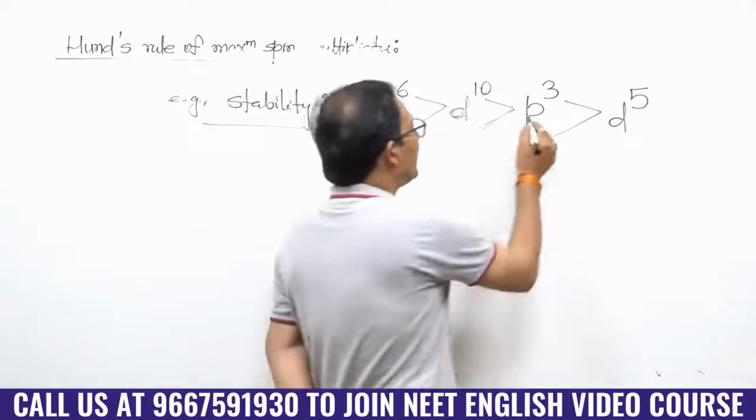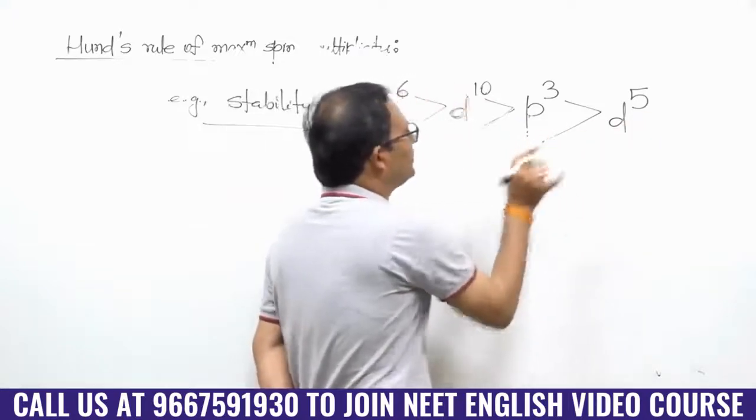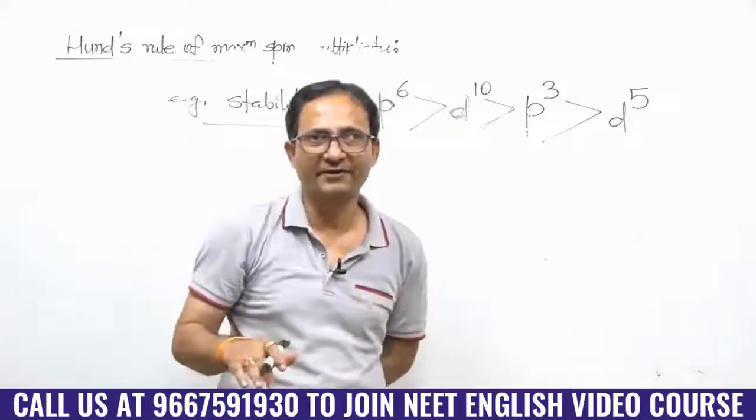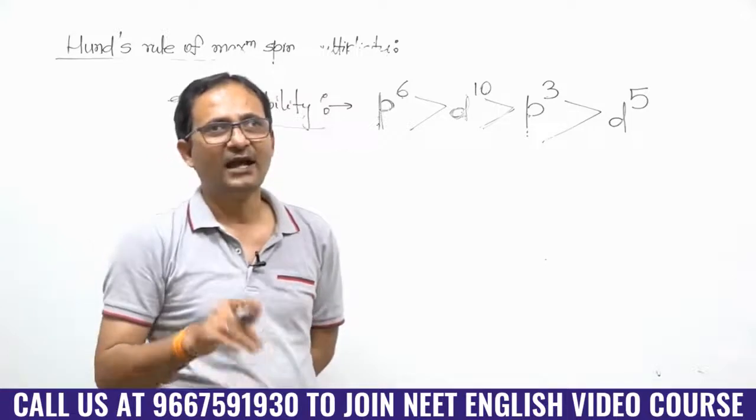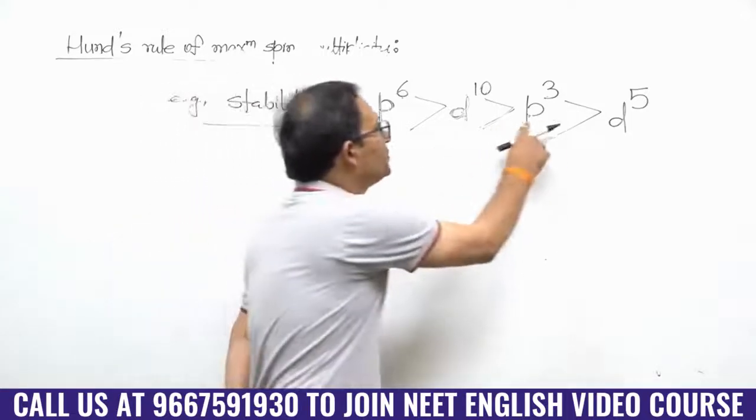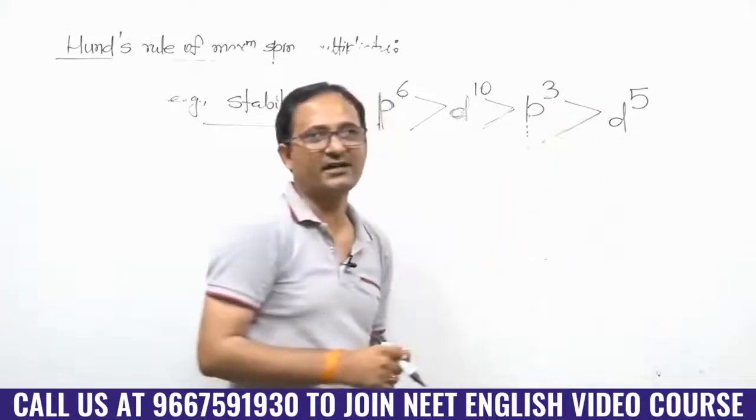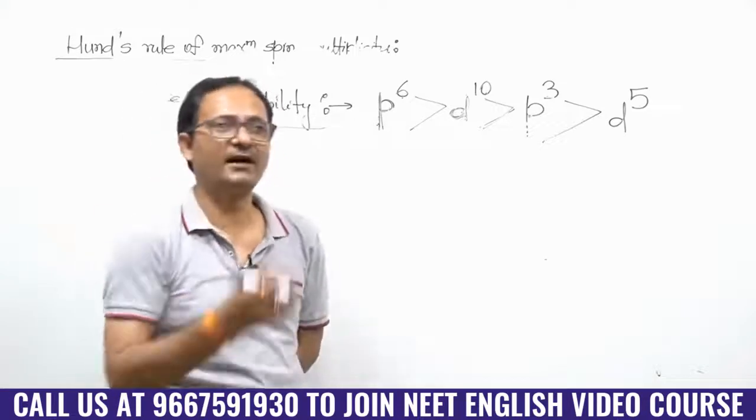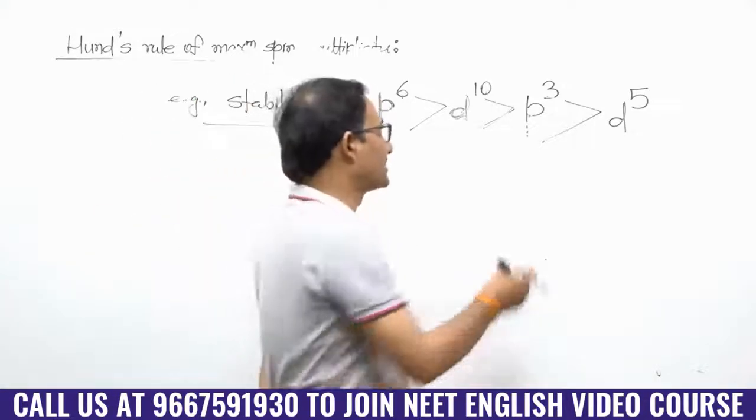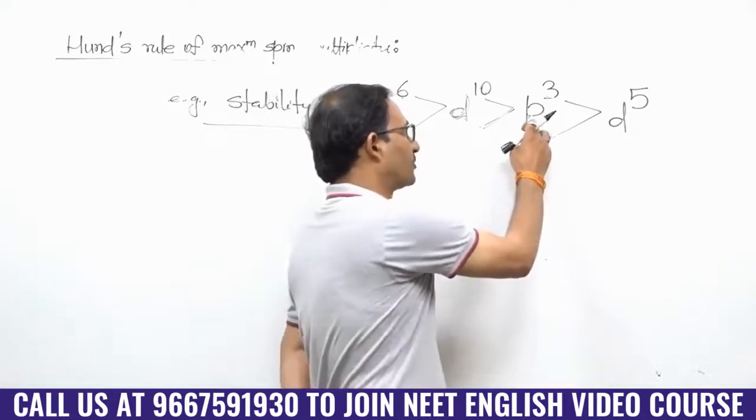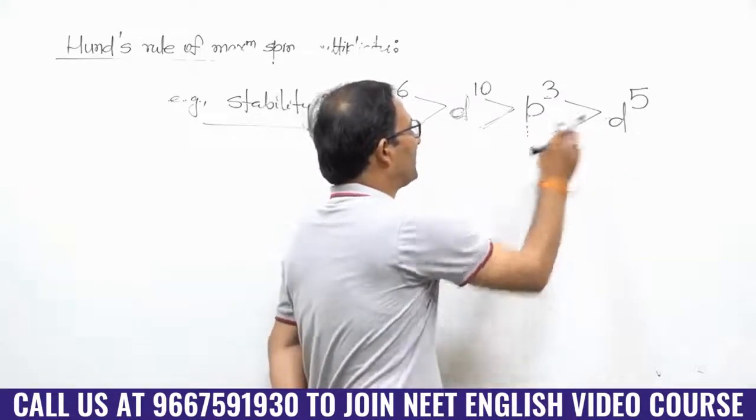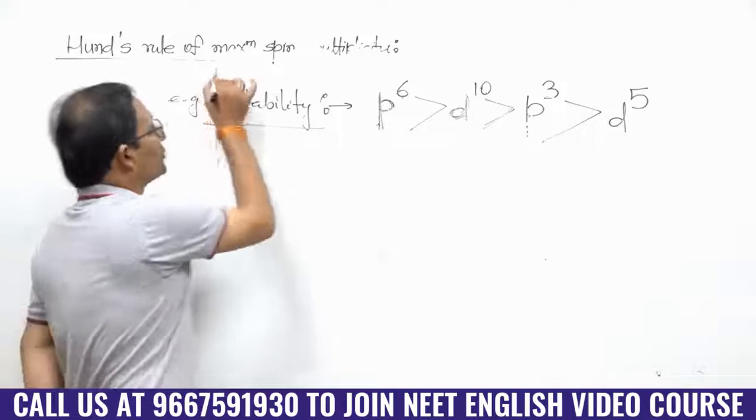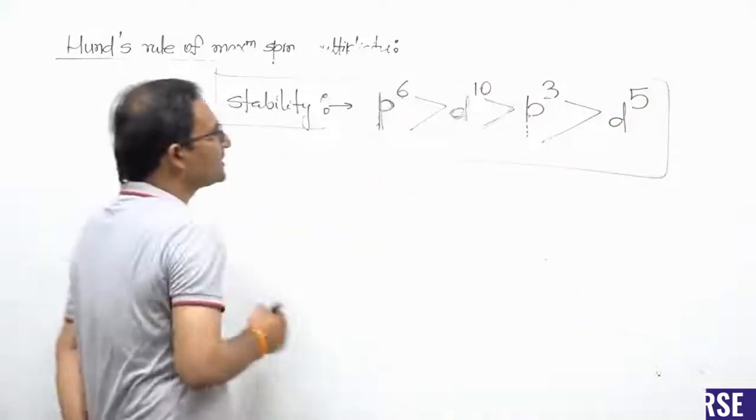Now again, in P3 and D5, you see both have the same condition. Both are half filled. And again, these two different subshells have the same condition. Then here, the position of the subshell will dominate over the number of exchanges. And since the P subshell is closer to the nucleus than D, P3 will become more stable than D5. I hope you got it. Therefore, do practice such types of questions, right?